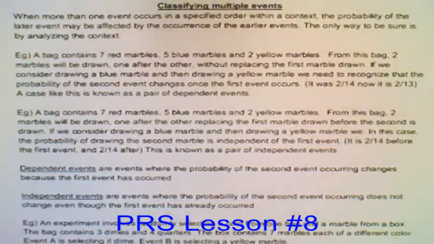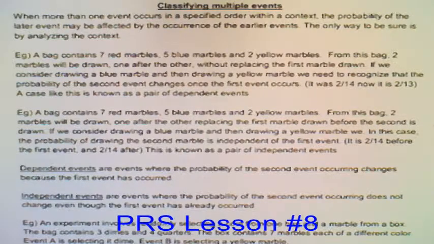A bag contains 7 red marbles, 5 blue, and 2 yellow. From this bag, 2 marbles will be drawn, one after another, without replacing the first marble drawn. If we consider drawing a blue marble and then drawing a yellow marble, we need to recognize that the probability of the second event changes once the first event occurs. It was 2/14ths, but now it becomes 2/13ths because there's only 13 marbles left in the bag. There's still 2 yellows, but the number of marbles left over has changed.